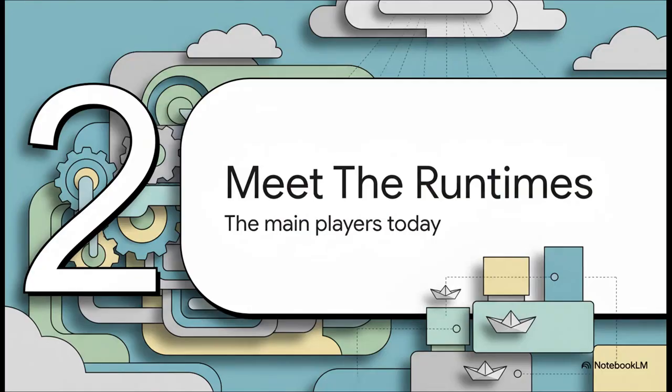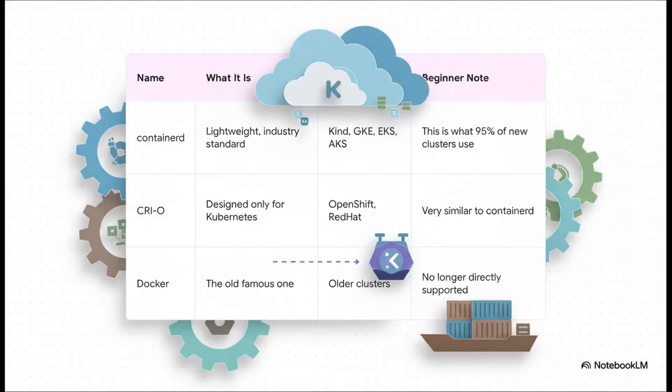Okay, but here's the thing. Not all of these kitchen robots are created equal. I mean, they all basically do the same job, but there are a few different players in the container runtime game. So let's meet the main ones you're going to bump into in any modern Kubernetes setup. So take a look at this. It's pretty obvious who the winner is here, right? Containerd is everywhere. It's basically become the industry standard, and for good reason. It's super lightweight and does one thing really, really well: run containers.